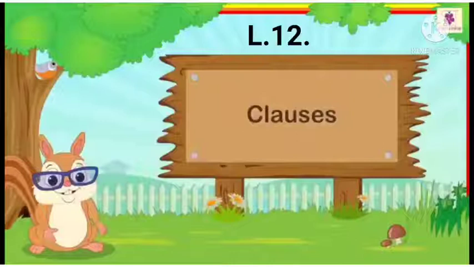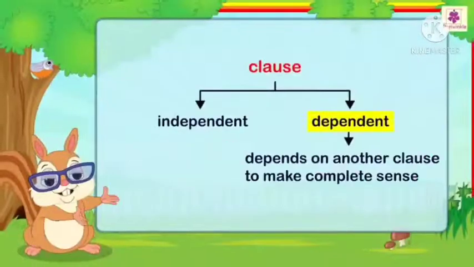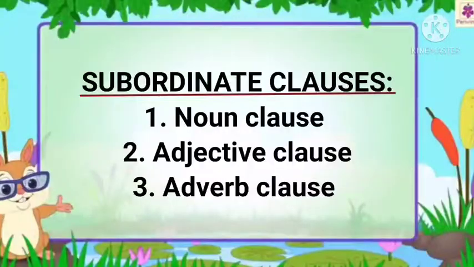We are discussing Lesson 12, clauses. We already discussed what is a clause and also the two types of clauses, that is the main clause and the subordinate clause. In the previous class, we started with the various types of subordinate clauses. Which are the various types of subordinate clauses? They are the noun clause, adjective clause, and adverb clause. We already discussed what is a noun clause. So today let's discuss other types of subordinate clauses.